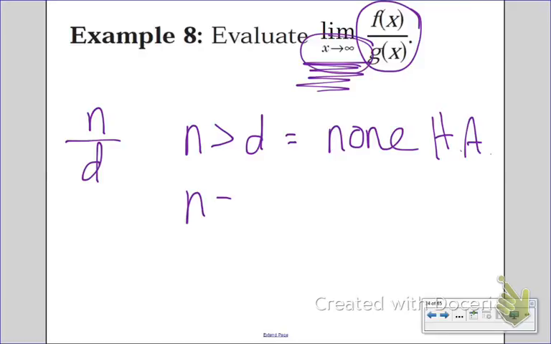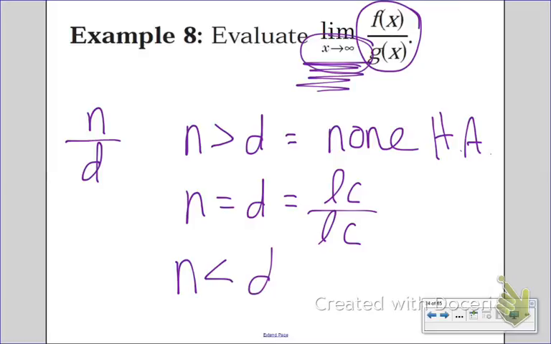What about if the degree of the numerator is equal to the degree of the denominator? Good. It's the leading coefficient of the top divided by the leading coefficient of the bottom. And what about if the degree of the top is less than the degree of the bottom? Good. That would be y equals 0.